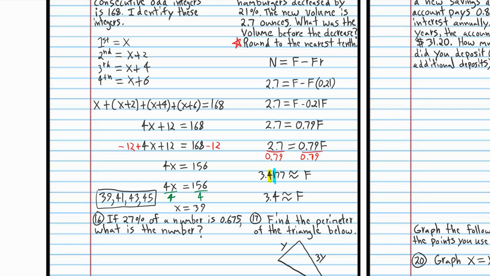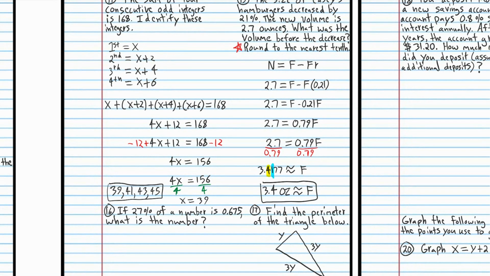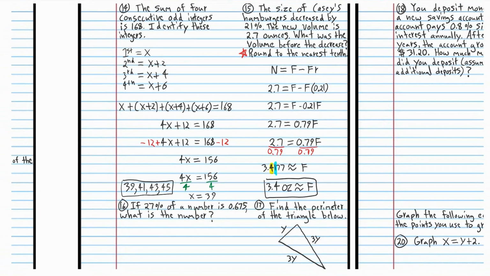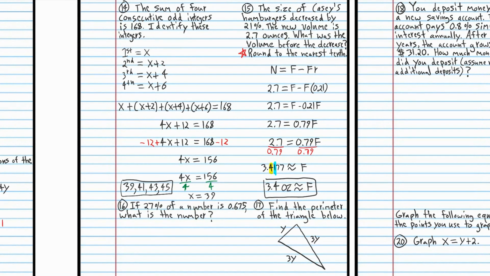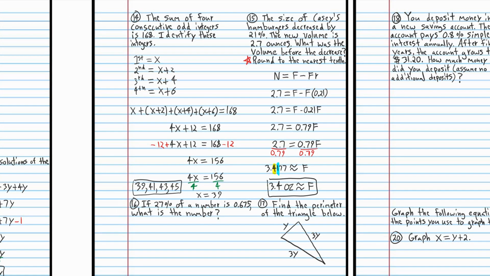So 3.4 is approximately equal to that first number. But I'm going to get a point taken off unless I write the units. So the units are ounces, and we write ounces with OZ. That's the abbreviation for ounces. All right, so Casey's hamburgers were 3.4 ounces, and then they were decreased to 2.7 ounces.